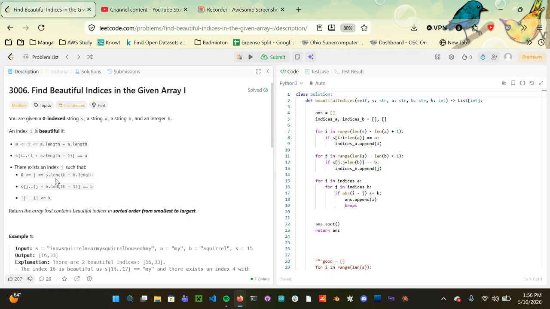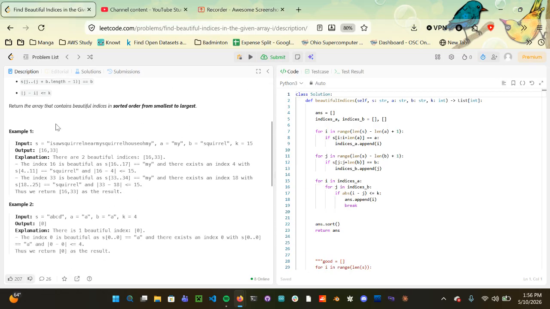between 0 and, inclusive, S.length minus B.length, and the same case where there exists some B in the big S, and the absolute value of J minus I, the two indices, is less than or equal to K. So here we have an example.